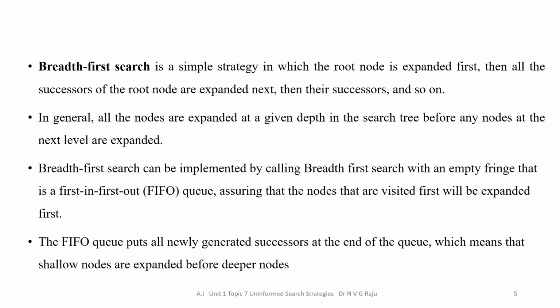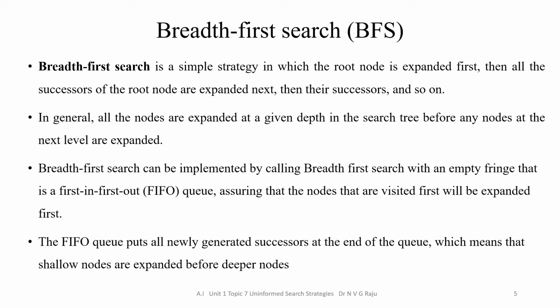In general, all the nodes at a given depth in the search tree are expanded before any nodes at the next level are expanded. BFS can be implemented using a FIFO queue, first in, first out queue, assuming that all the nodes that are visited first will be expanded first. A FIFO queue puts all the newly generated successors at the end of the queue, which means the shallow nodes are expanded before deeper nodes.